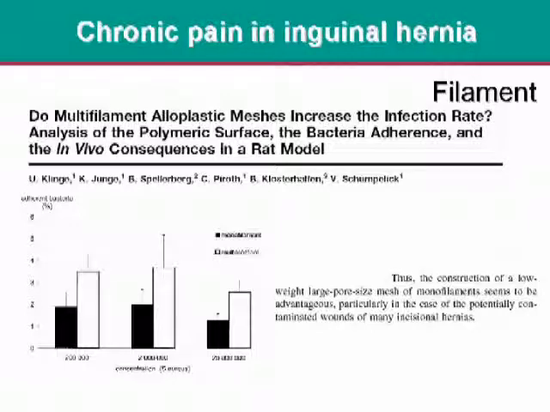So I already talked about the pore size. I already talked about the weight of the filament, the weight of the mesh, and another item is the kind of the filament. And this is a study done by my colleague Uwe Klinge, investigating the effect of multifilamentous meshes on the adhesion of bacteria. And what we found out is that next to an increased adherence of bacteria, the biocompatibility of a monofilamentous mesh is superior to a multifilamentous mesh.